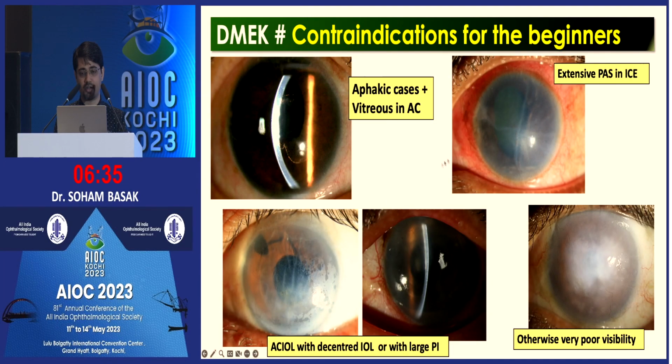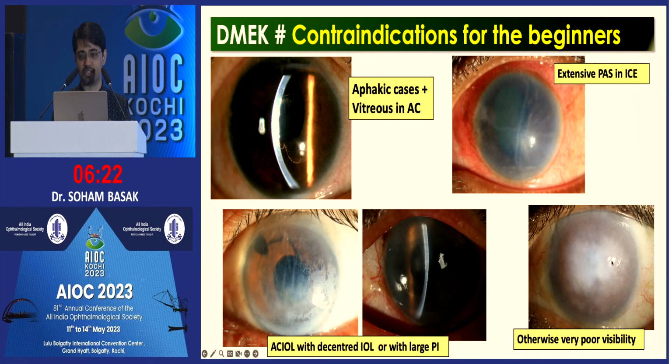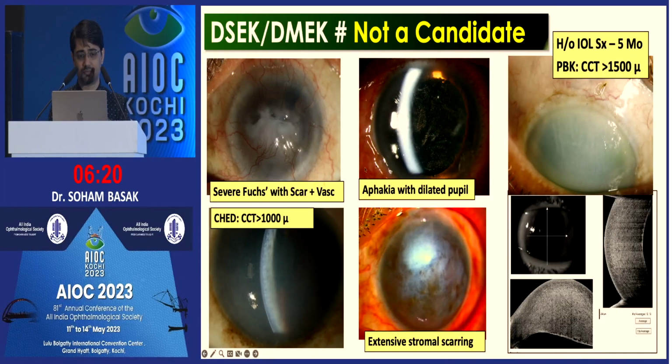So the contraindications for a beginner are something like this, where you have a lot of vitreous in the anterior chamber, a lot of iris deformity, an ACIOL which is decentered, where it is better to go for an IOL exchange, or overall poor visibility. Again, patients like this, severe Fuchs with a lot of stromal scarring, would actually require going for a full thickness graft, and someone with a very large dilated pupil.